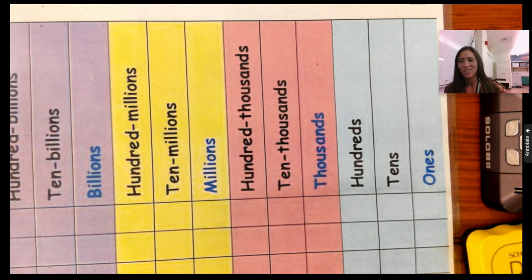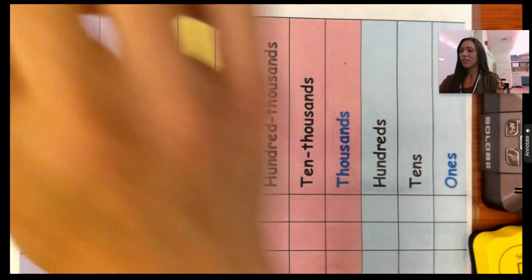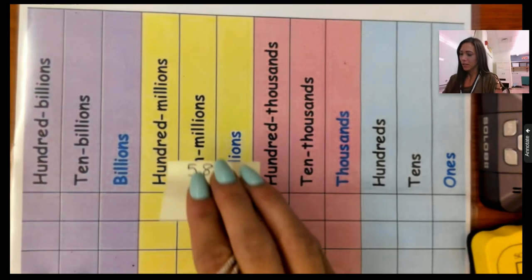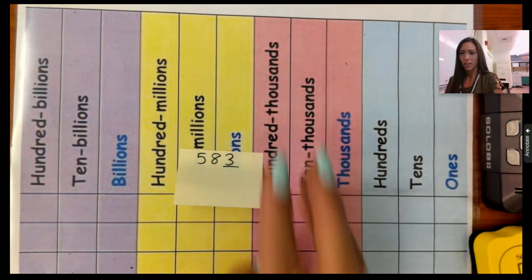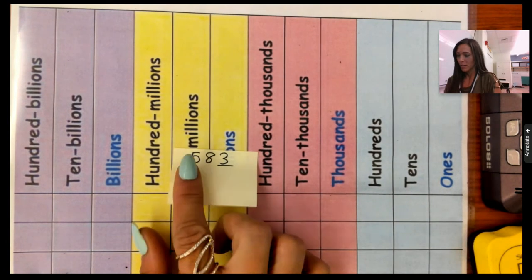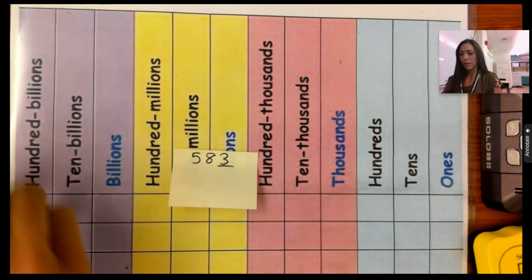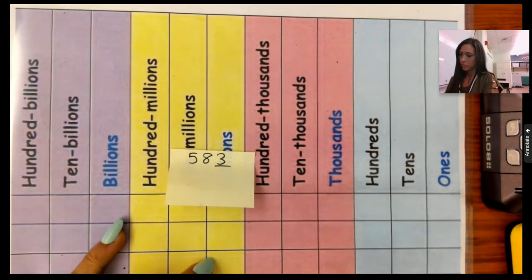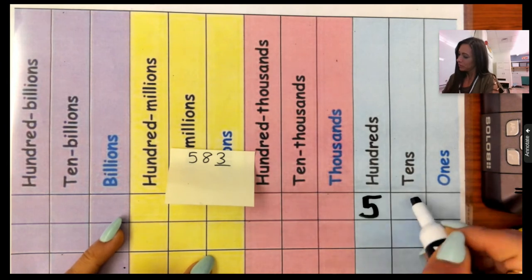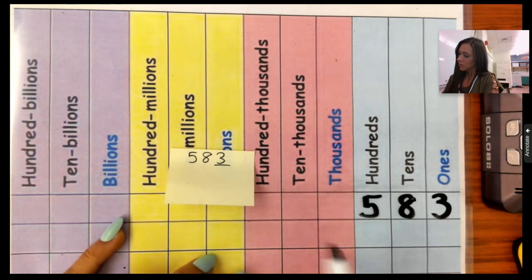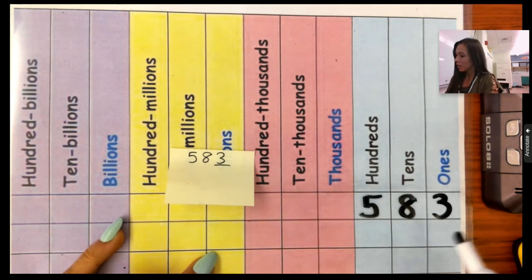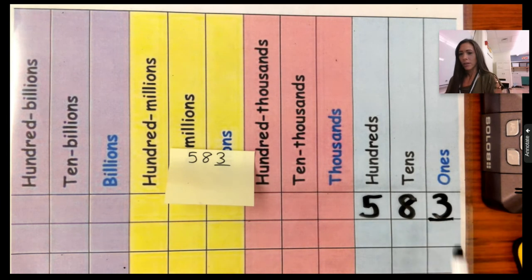Okay, let's talk about the value of numbers. Let's start with a number like this one and follow along with me using your place value chart. So if I look at the number 583, I want to know the value of the underlying number. So I can look at what place it's in, and it's in the ones place.